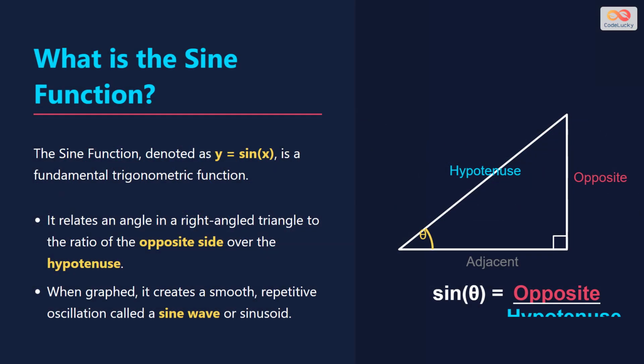The sine function, written as y equals sine of x, is a trigonometric function. It originates from the geometry of right-angled triangles, representing the ratio of the side opposite an angle to the hypotenuse. When we graph this ratio against the angle, it produces a distinct, smooth, repeating oscillation known as a sine wave or sinusoid.